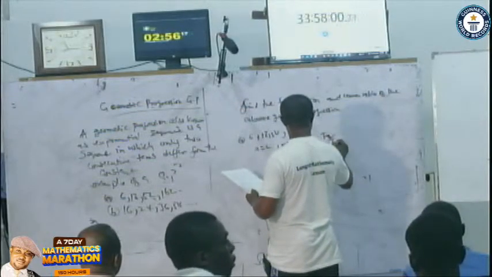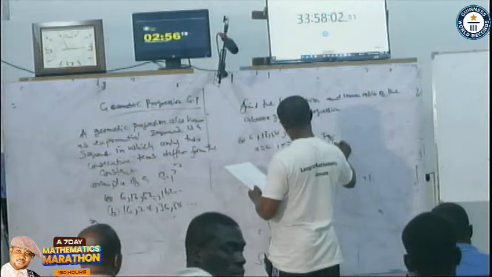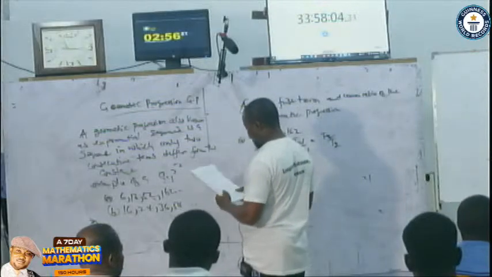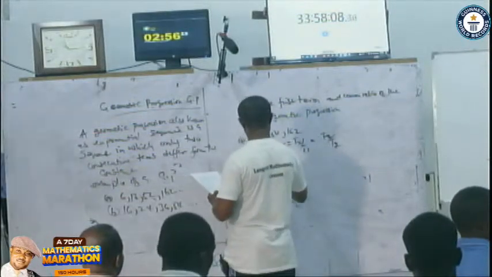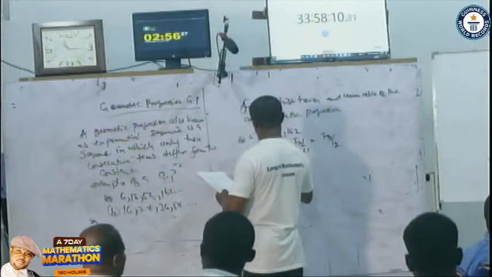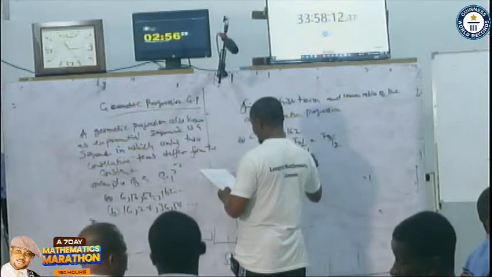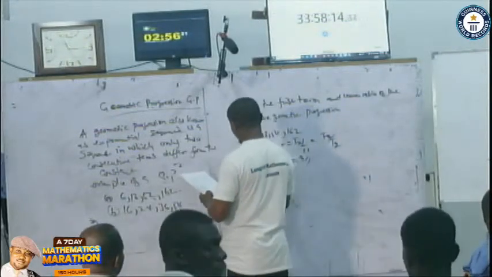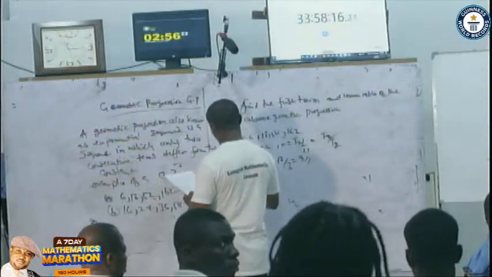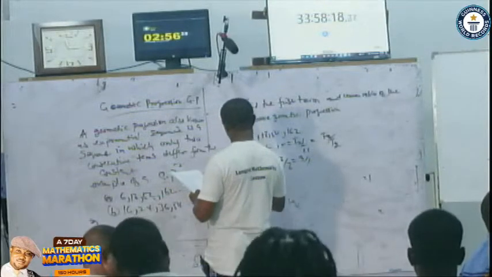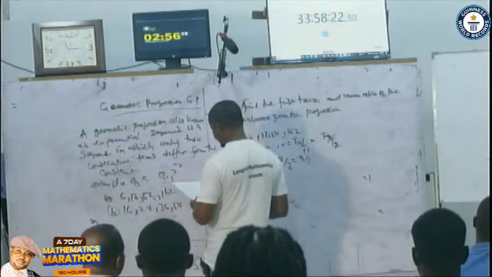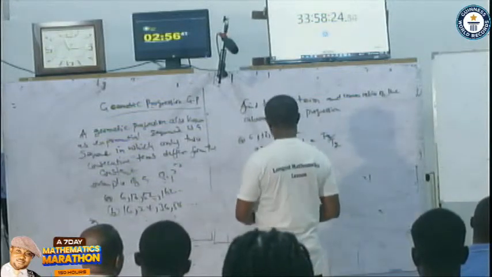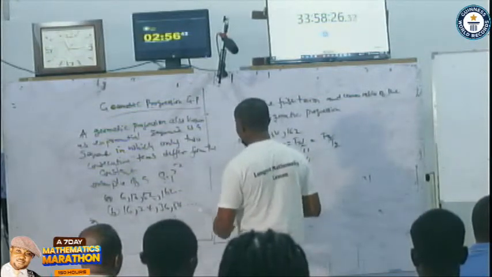So from there you see that my R will go to 18 over 6, which gives us 3. Are you following? Yes, sir. So that is to say, 54 over 18 will give you 3. You have finished that one there.